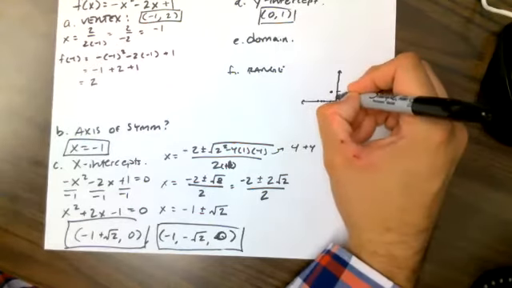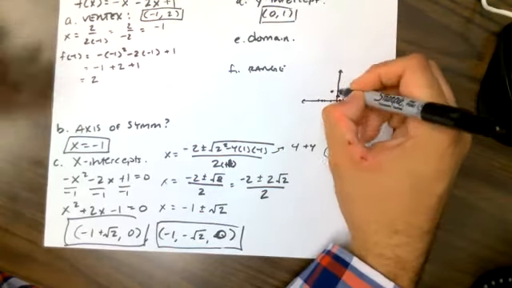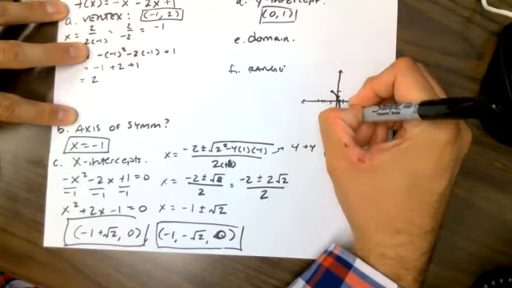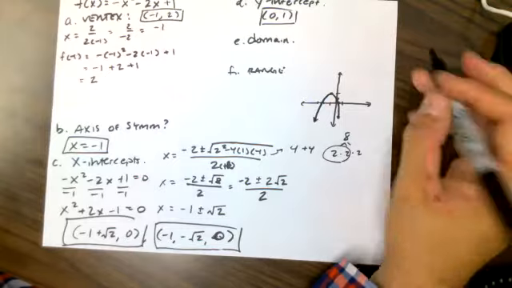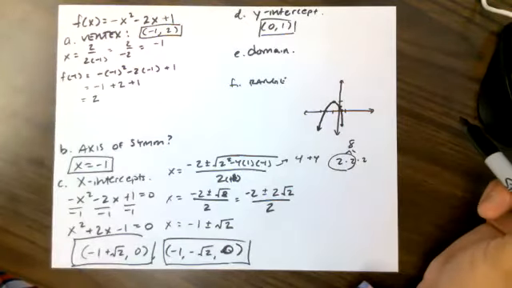The y-intercept is 0, 1. It's right there. This all kind of goes together. And it looks something like that. Okay. It looks something like that.